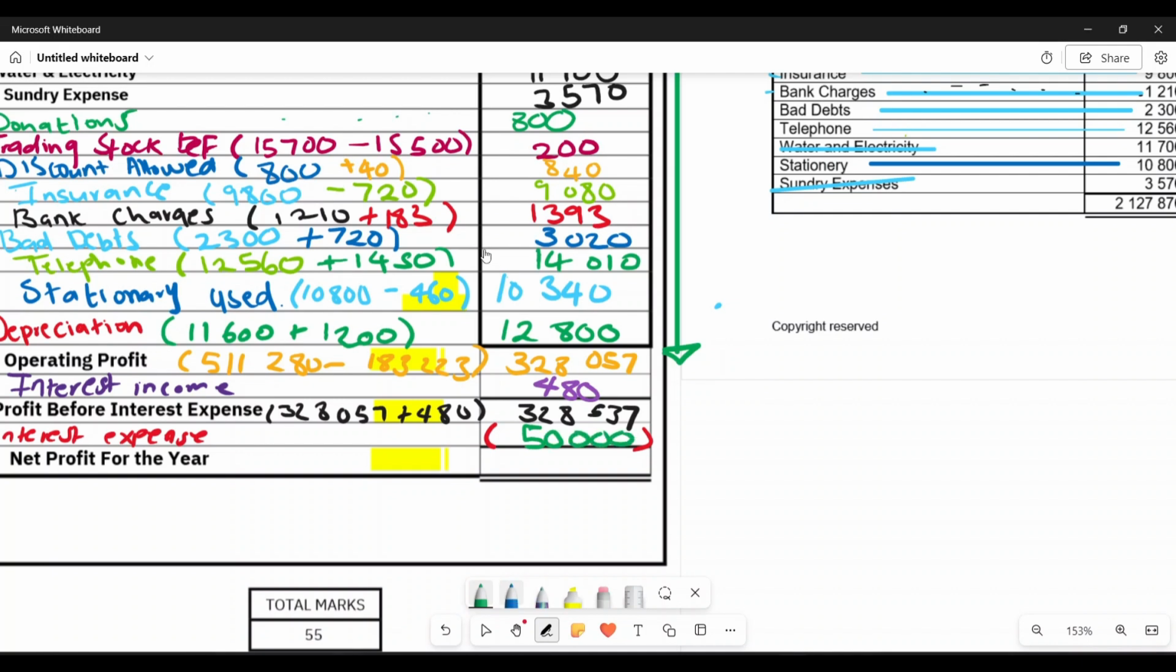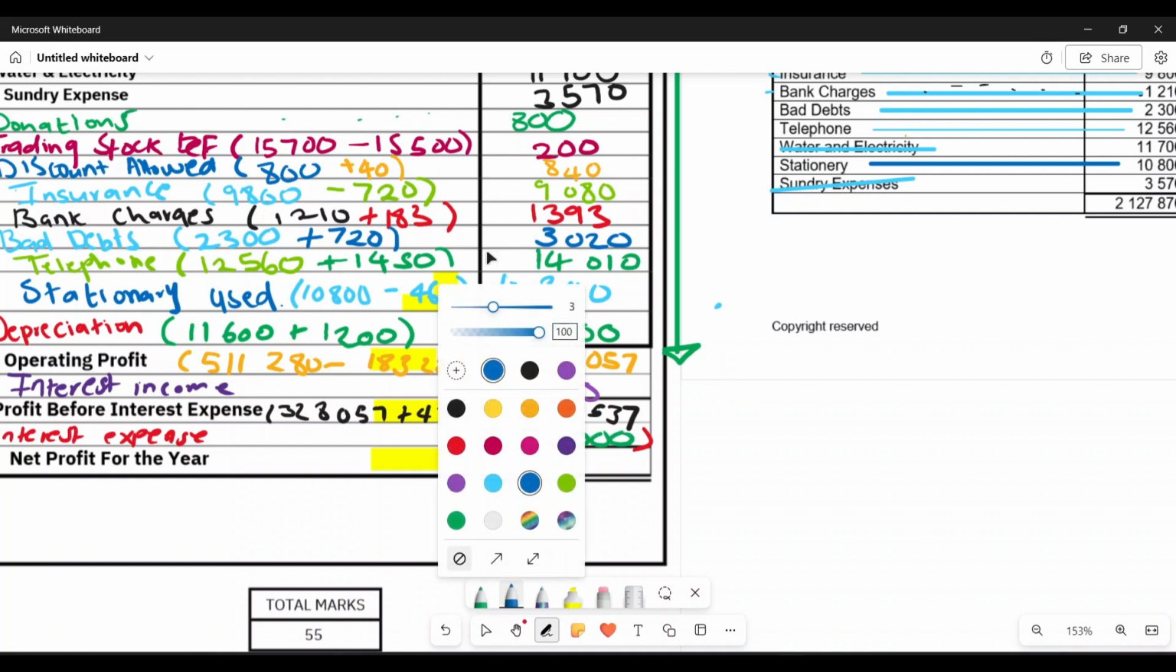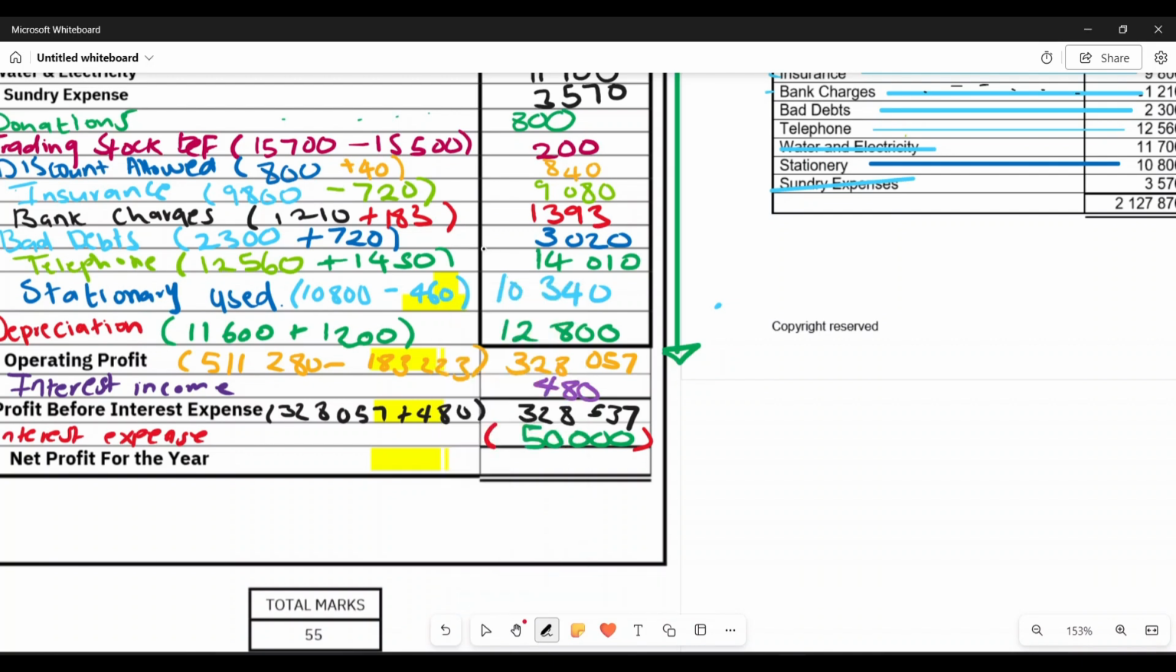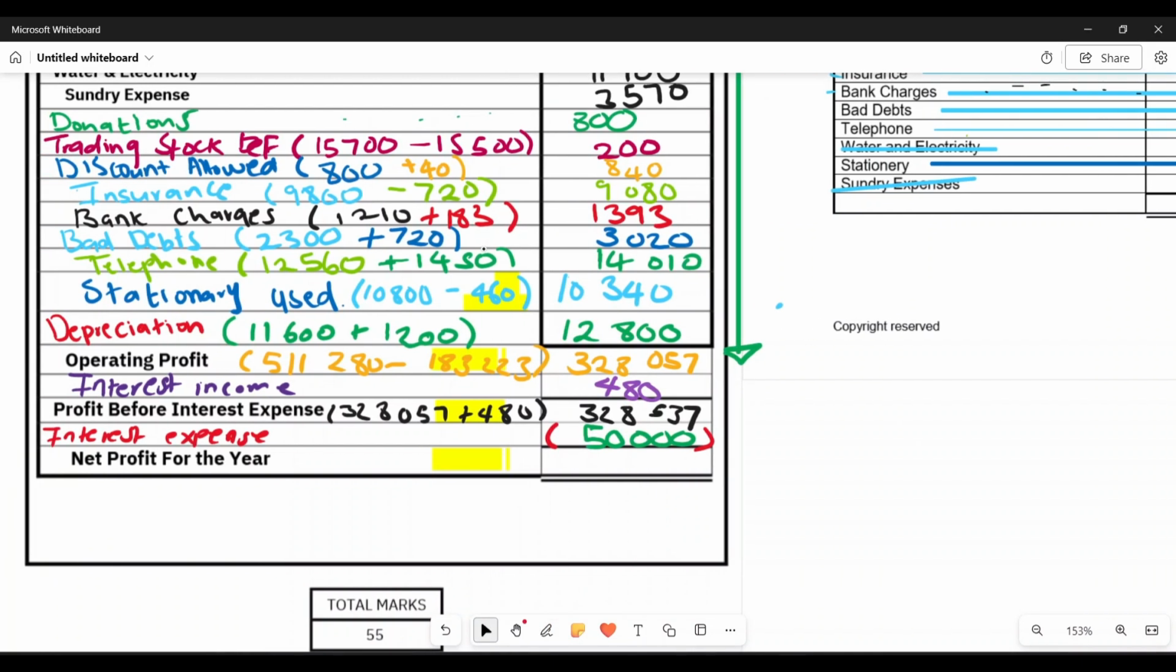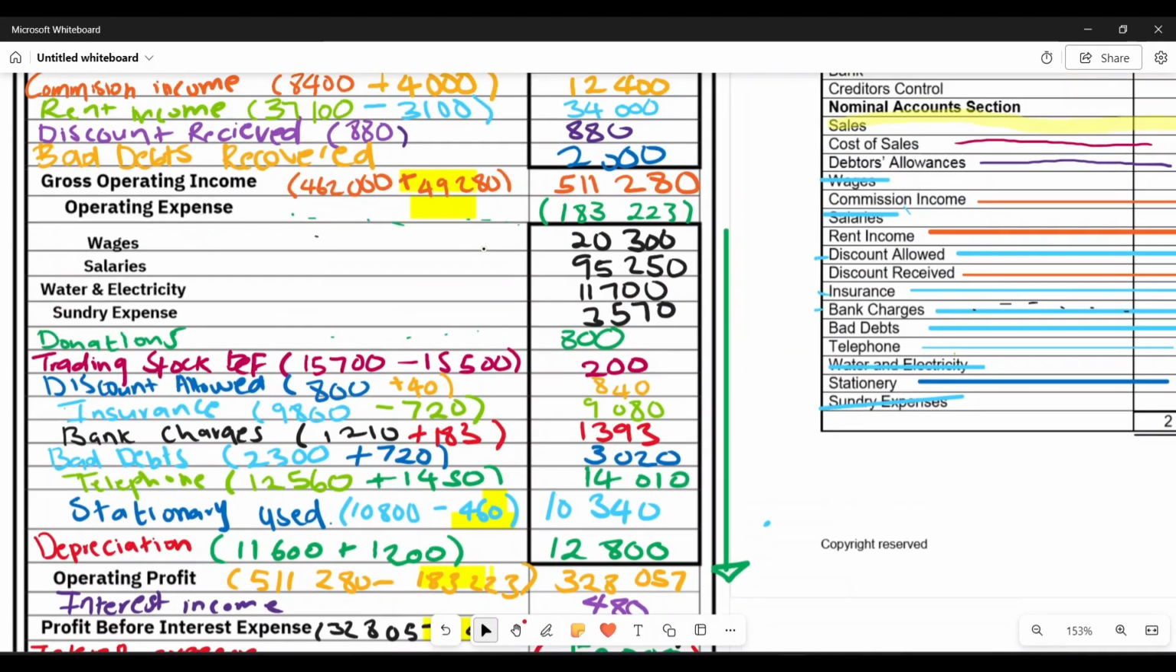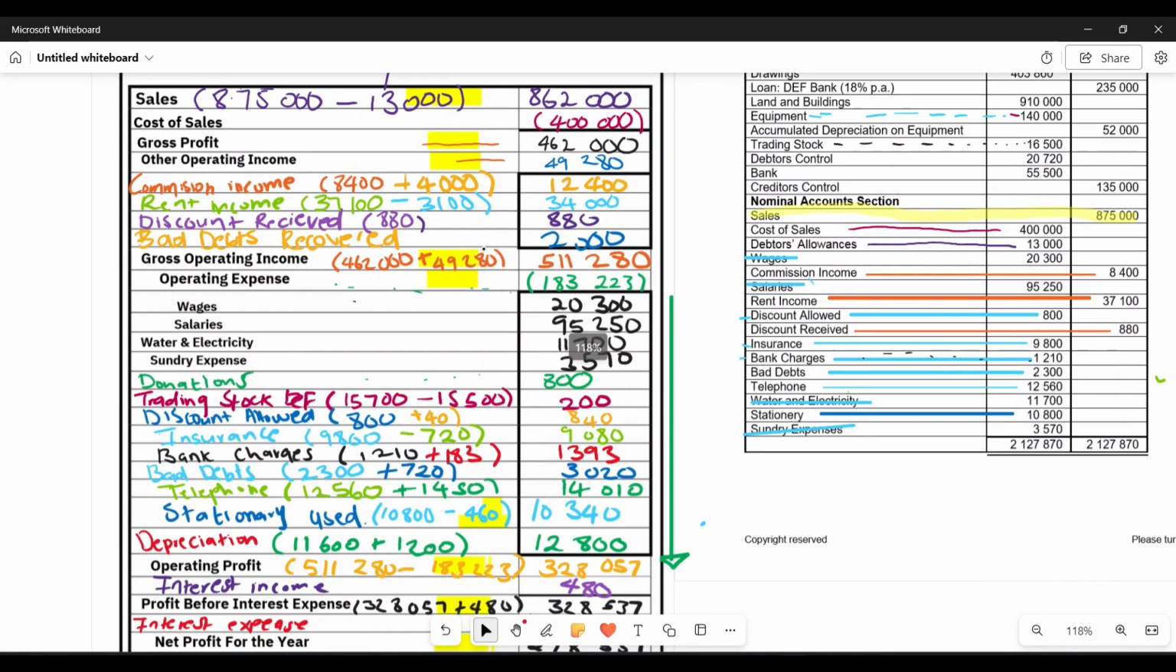Now, finally, to get our net profit for the year, we would need to take this 328,537, which is our profit before interest expense, and we would need to subtract our interest expense of 50,000. Now, doing so, our net profit for the year will be equal to 278,537. And this would be your complete income statement.